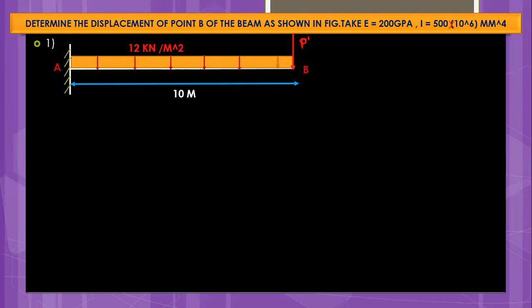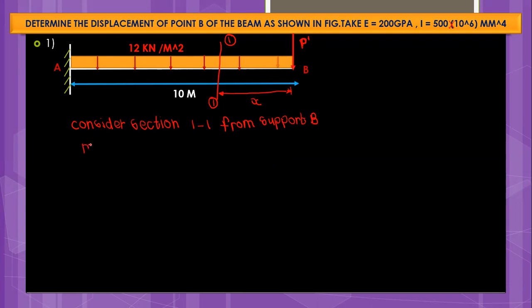Firstly, we don't need to calculate the support reaction because this is a cantilever beam. So we can consider the section from point B. We will consider the section from B, so we don't need to calculate the support reaction. We will call this X, and let's consider this section 1-1. So we don't need the first step. What is our second step? Consider the section. In this problem, there will be only one section, so consider section 1-1 from B. So let's write down the moment equation.